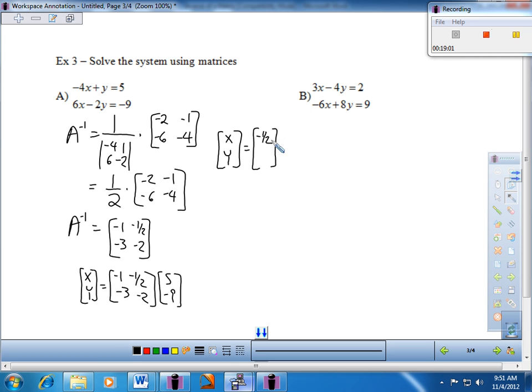And in this last one right here, again, row on the left, column on the right, numbers match up. -3 times 5 is -15. -2 times -9 is 18. I get -15 plus 18, and that's 3. And there, everybody, is the solution to your system. Plug them back in, perfect harmony. Okay, looks great. So now that is the fourth way to solve.